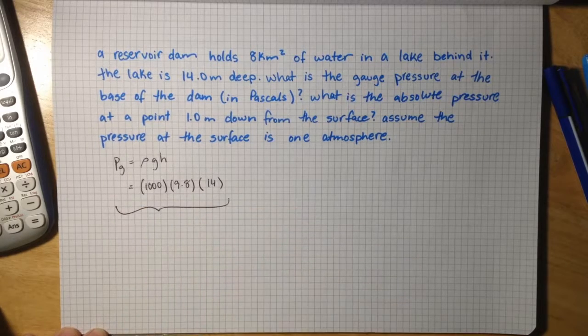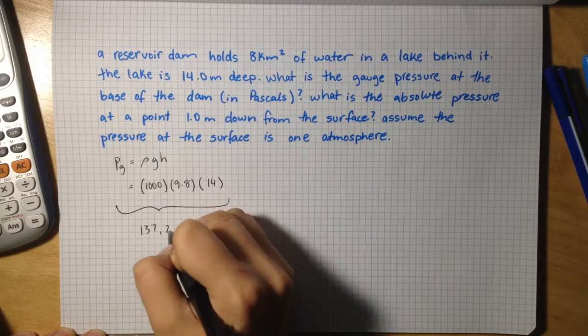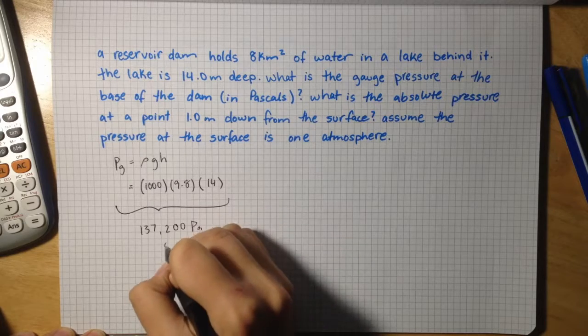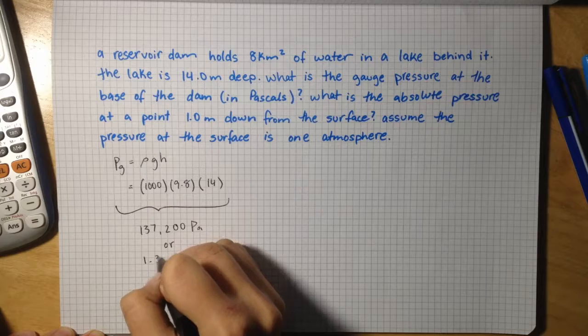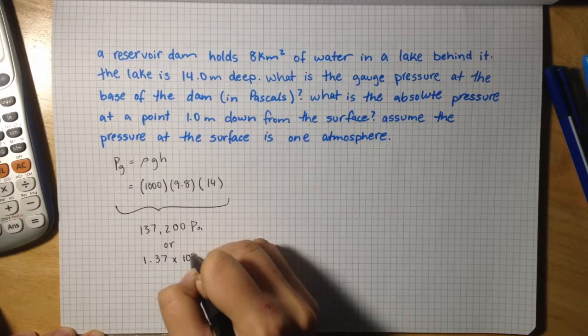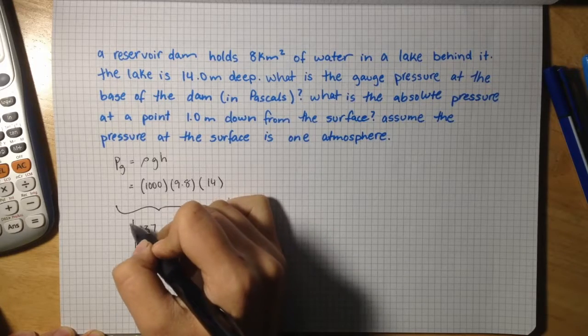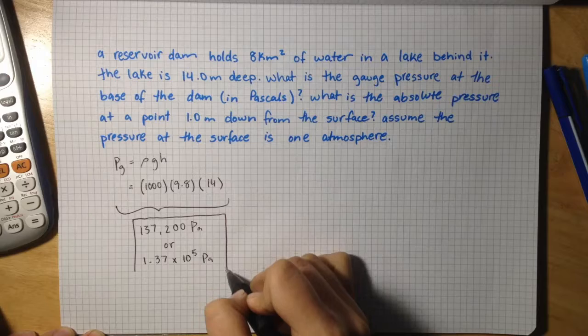The product of these three is equal to 137,200 Pascals, or if you wanted to write it in scientific notation, 1.37 times 10 to the 5th Pascals. So this is the gauge pressure at the base of the dam.